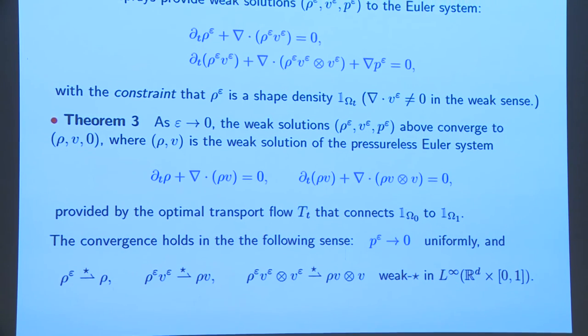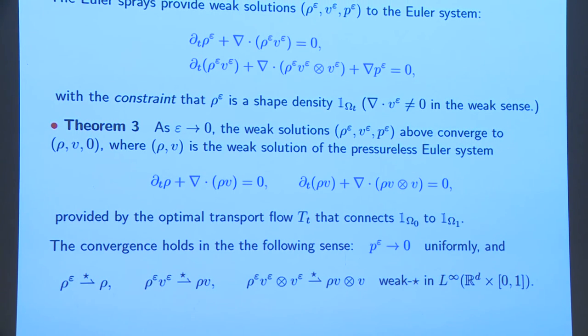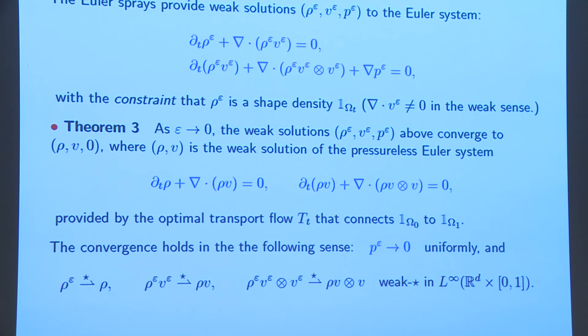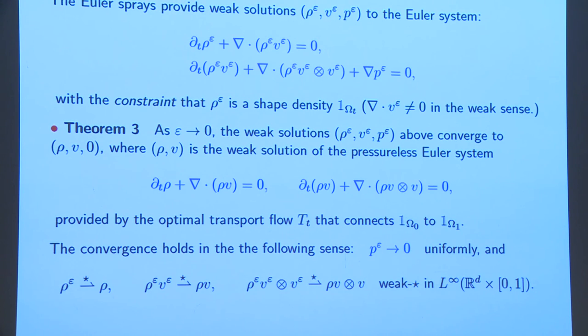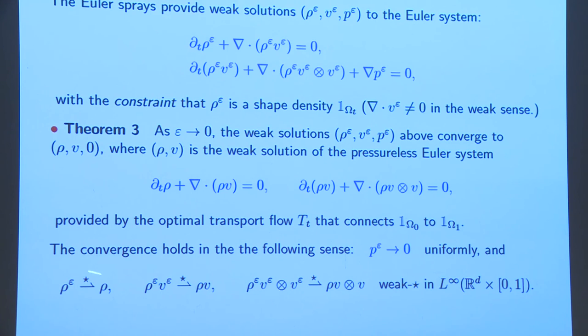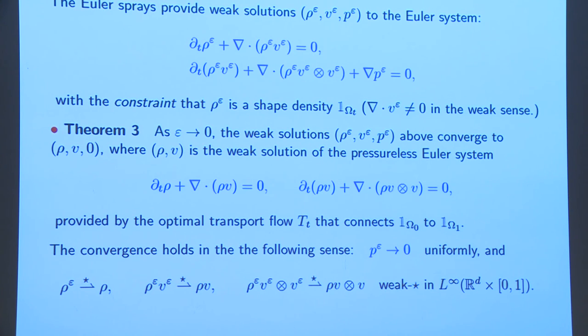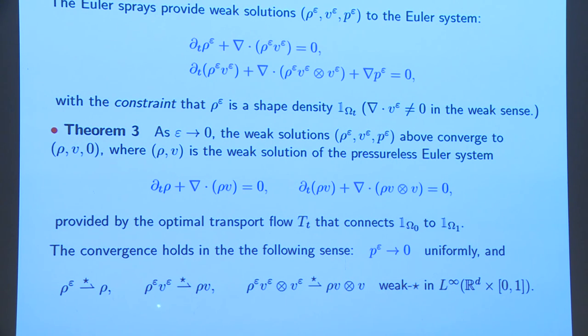It looks fancier than it is. It just has to do with the effective gaps between the ellipsoids for time between 0 and 1. The average density goes to the limiting rho, which typically is going to be less than 1. And the other weak convergences are in a very similar fashion.